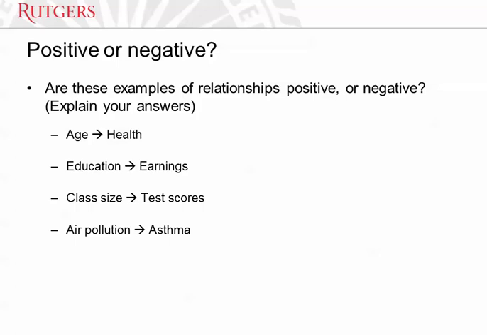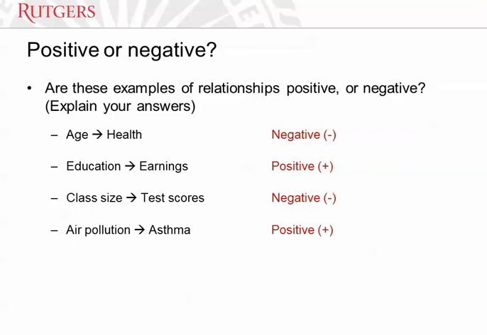Okay, so here it is. Age and health is a negative relationship. Older people are less healthy, younger people are more healthy. So high values of age go with low levels of health. In other words, high values of age, meaning older people, are associated with lower levels of health. On the other hand, low levels of age, meaning younger people, are associated with higher levels of health. So the two variables travel in opposite directions, making it a negative relationship.